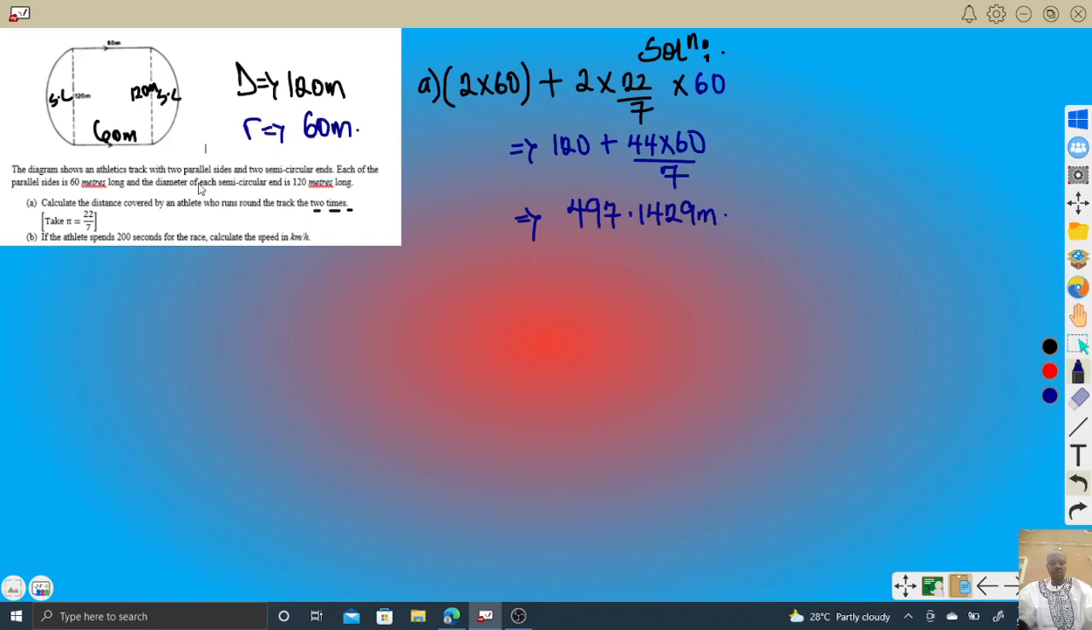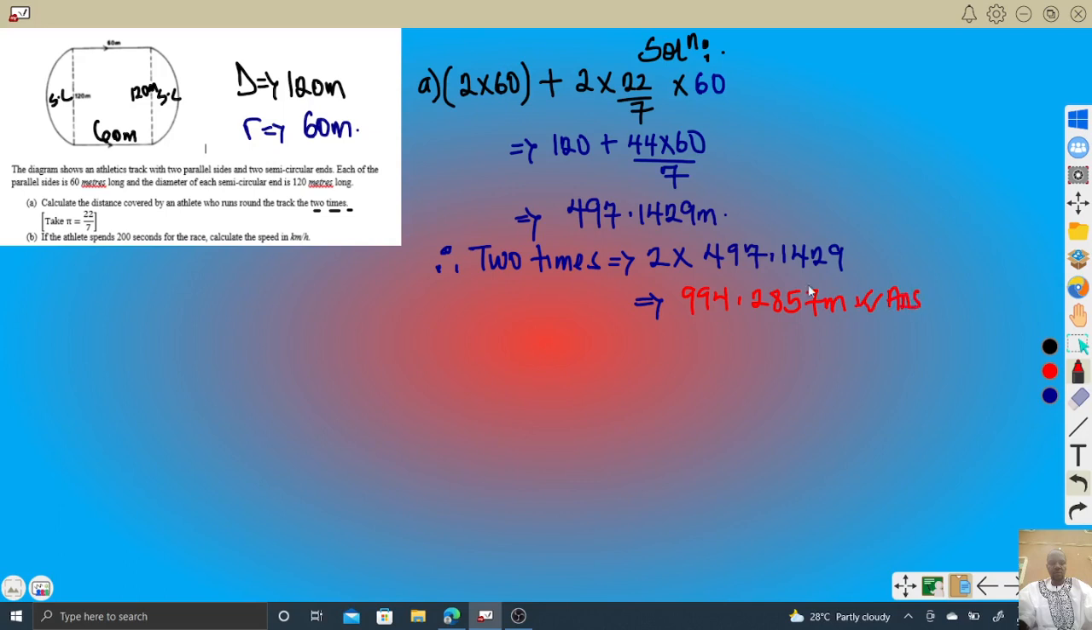But we are told that the athlete runs this track 2 times. So that's the technicality here, I think. So 2 times will now be equal to twice this value. So it will be 2 times 497.1429. On simplification, my dear student, this should give you an answer: 994.2857 meters. I hope students understand that. So this is the answer WAEC will mark.